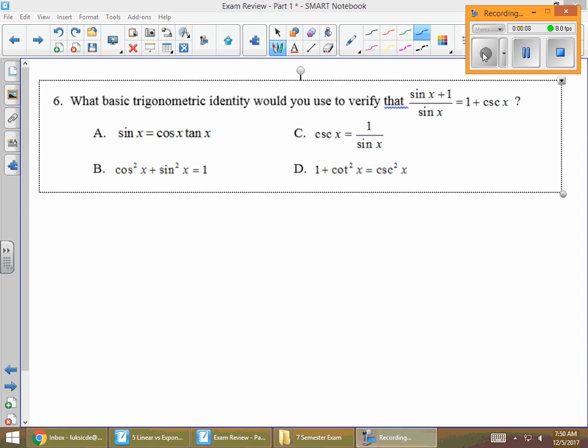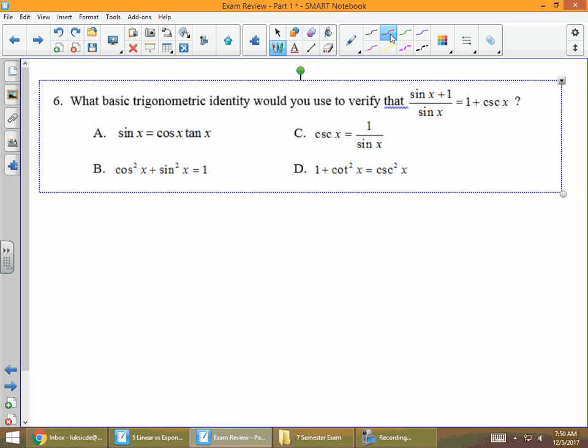All right, we're getting close to the end of the exam review. Number 7, or I'm sorry, this is number 6. Make sure that you're reading carefully here. It asks for the basic trig identity you would use. It's not asking you to do the whole identity. So I would just start working this guy.